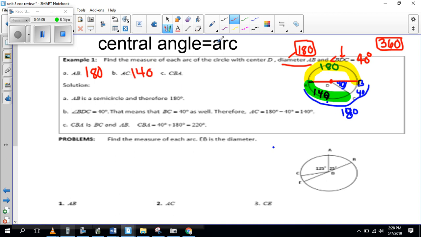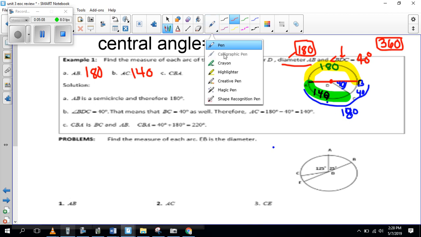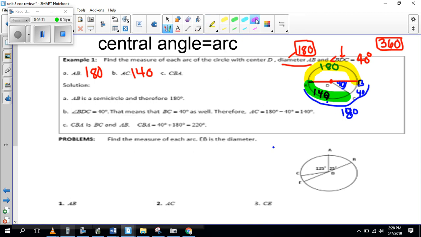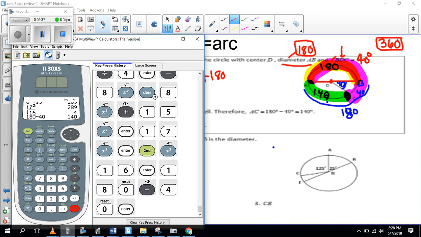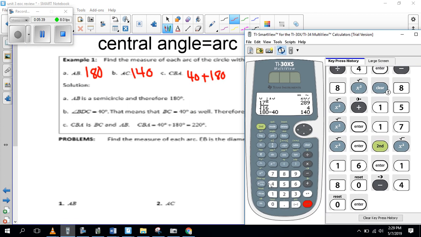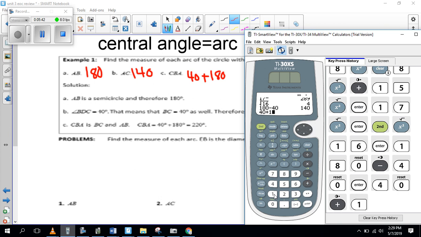And then they want to know from C to B to A. Well, that's 3 letters. It's a possibility it may be a major arc. So let's start at letter C. Here's C. We're going to go from C to B to A. You see all the things we have highlighted? That's what we're going to add to get our answer. I see I have 40 highlighted, and I have 180. Whoa, this is a major arc because it's more than 180. So I'm going to put 40 plus 180 into my calculator, and I know it's going to be more than 180.